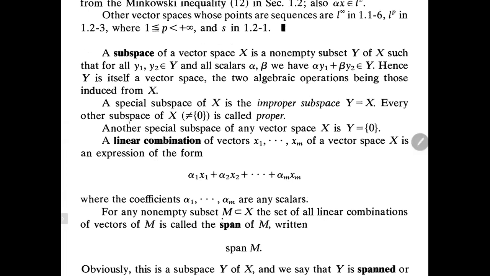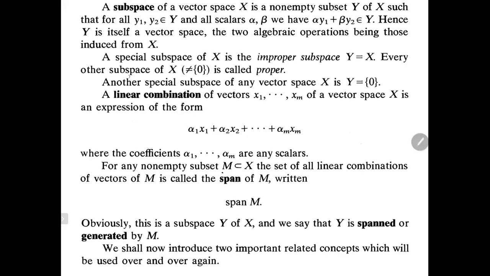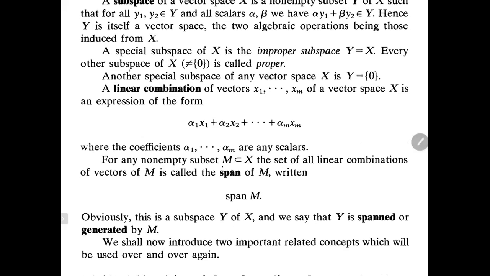So maybe we need these definitions. A subspace of a vector space is a non-empty set which itself is a vector space, satisfying all the properties of being a vector space under the same addition and scalar multiplication we have for X. And then there is a definition of linear combination.